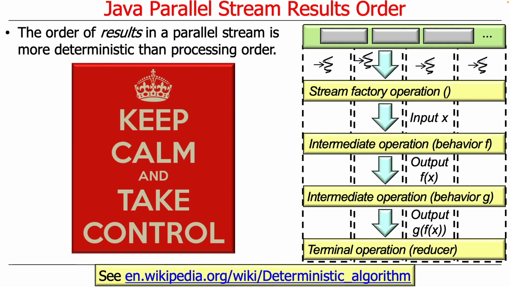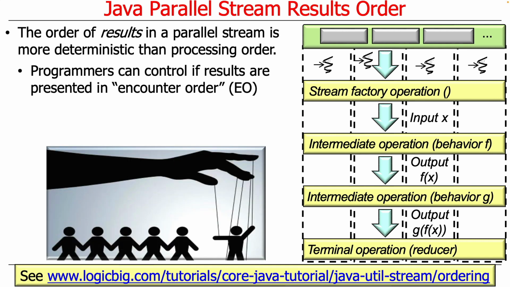So we talked before about the fact that the apply phase is non-deterministic largely, but the results part can be more deterministic. So this is something you can in fact control. And you can control the order if you want the results to be presented in encounter order. Now what the heck is encounter order?